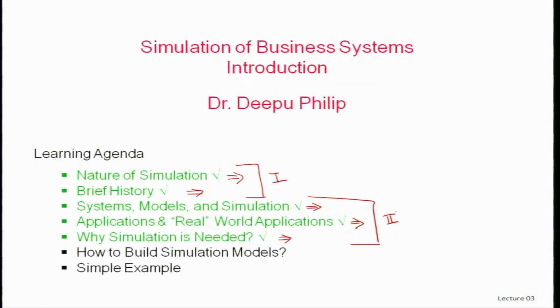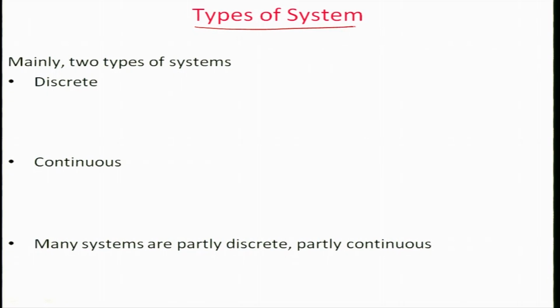Now, today we will focus more on how to build simulation models. That kind of question we will try to identify, and the examples we will work on in the next class to actually demonstrate how a simulation works by hand and why it is intractable to do large simulations by hand. You require a computer to do that. So, first we will get into the concept of types of systems.